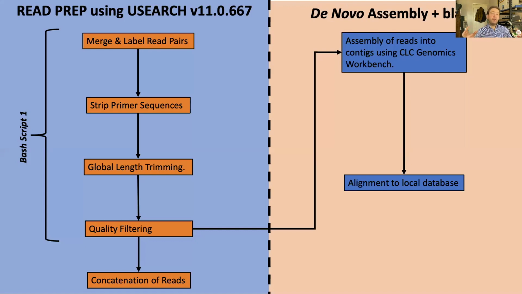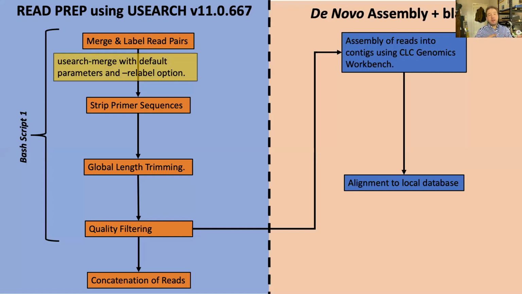The first thing we want to do is prep our reads. This will be combined in the first script with de novo assembly of our reads into contigs and BLAST. We will, of course, merge the forward and reverse reads, embed sample names into their read labels, as well as attribute Q-scores. This will be done using the usearch merge function with the default parameters and the relabel option using usearch version 11, which will actually be a piece of software we use throughout.